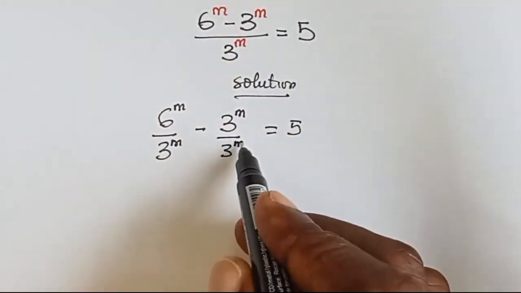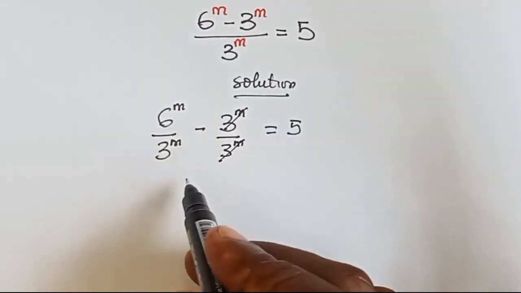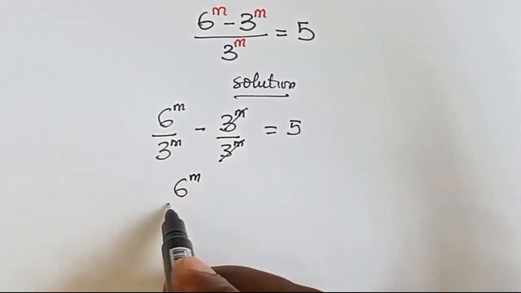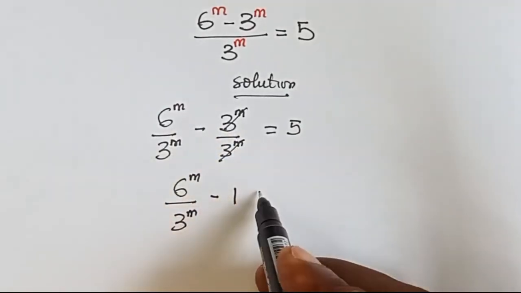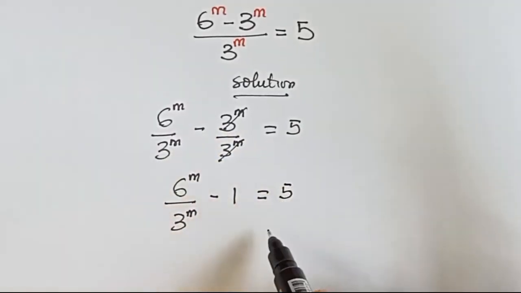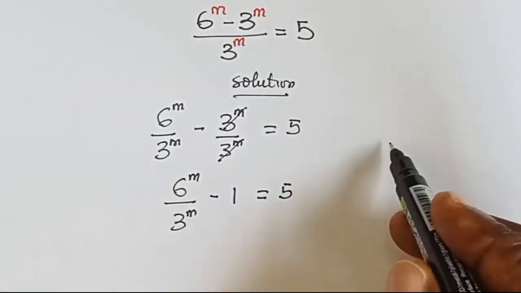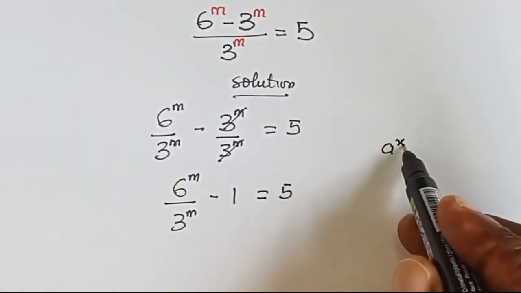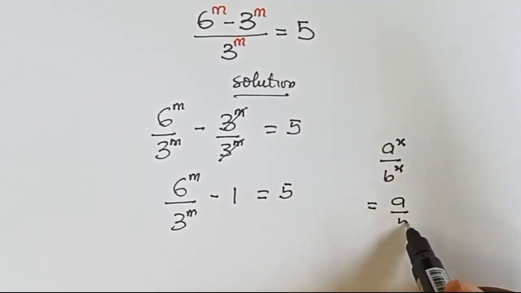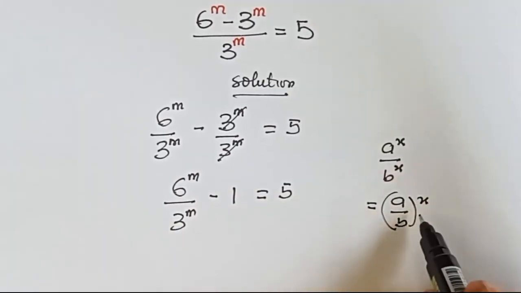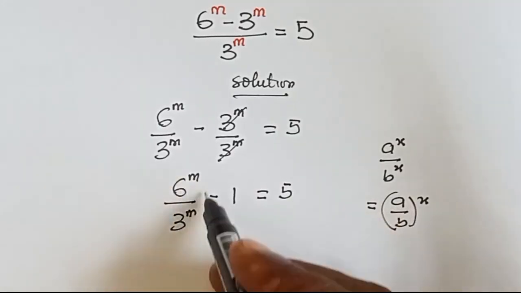Okay, so from there, 3 raised to power m can cancel 3 raised to power m, and that gives 1. So we have 6 raised to power m over 3 raised to power m minus 1 equals to 5. Right. One of the laws of exponent says that if we have a raised to power x over b raised to power x, it's same thing as a over b raised to power x, because that x belongs to both a and b. And that's what we are doing here.